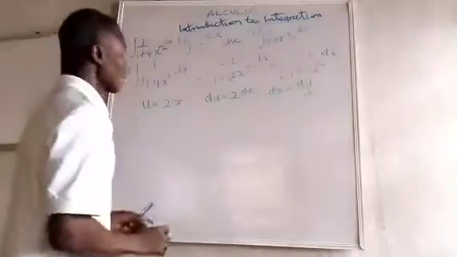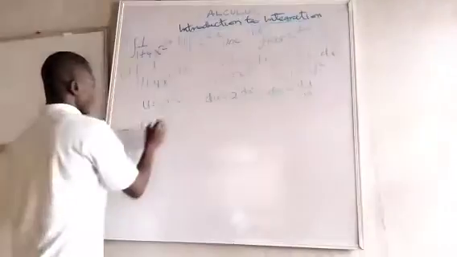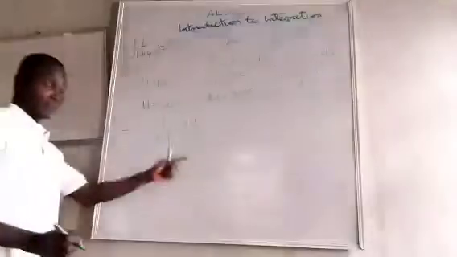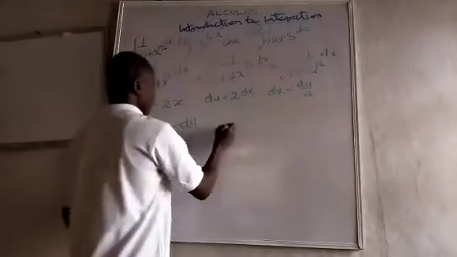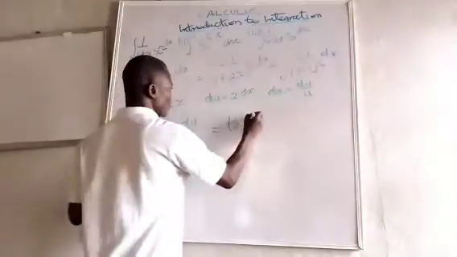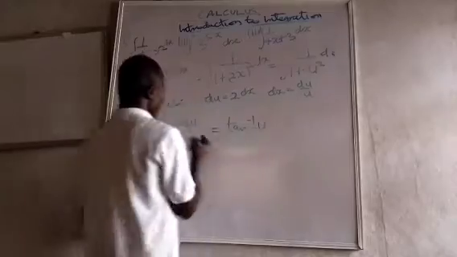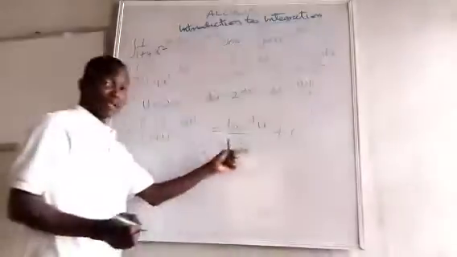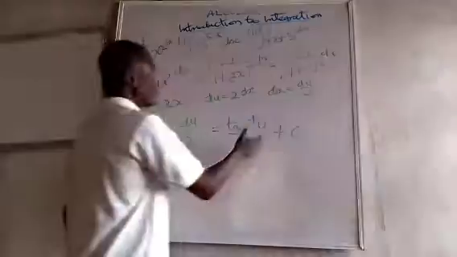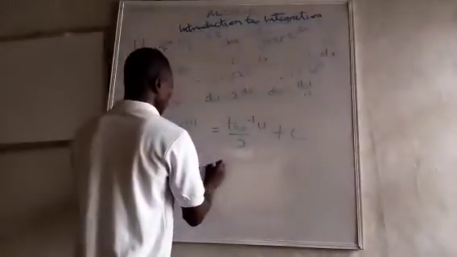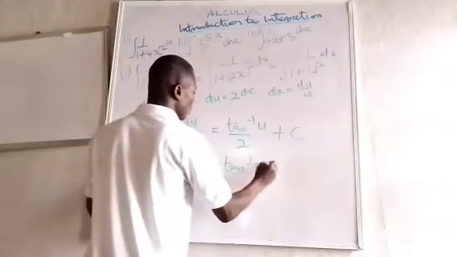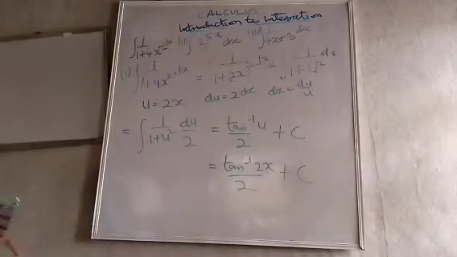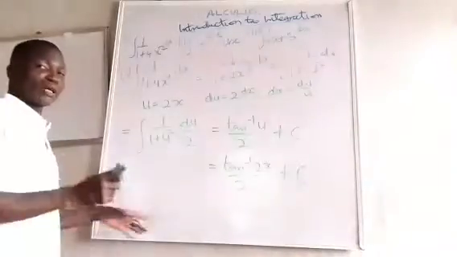You can see. So I can now say this expression is now equal to 1 over 1 plus u squared du over 2. And this one is going to give me arc tan u over 2 plus c. You can see that it makes the job very easy and straightforward. And what is my u? My u is 2x. So it's going to be arc tan 2x over 2. So I just want you to see how you put the result you have gathered to use.